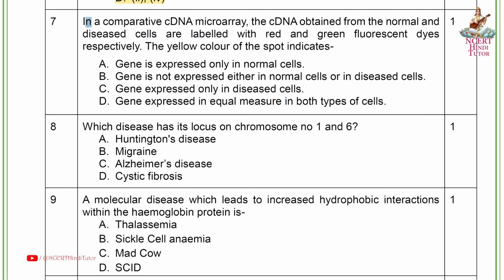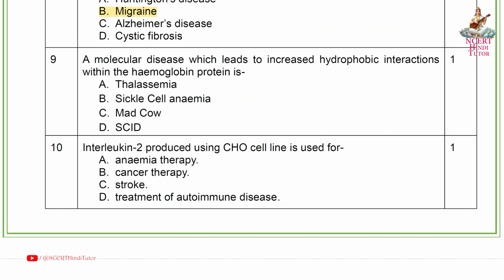Question 7. In a comparative cDNA microarray, the cDNA obtained from the normal and diseased cells are labeled with red and green fluorescent dyes respectively. The yellow color of that spot indicates answer D. Gene expressed in equal measure in both types of cells. Question 8. Which disease has its locus on chromosome number 1 and 6? Answer B. Migraine.